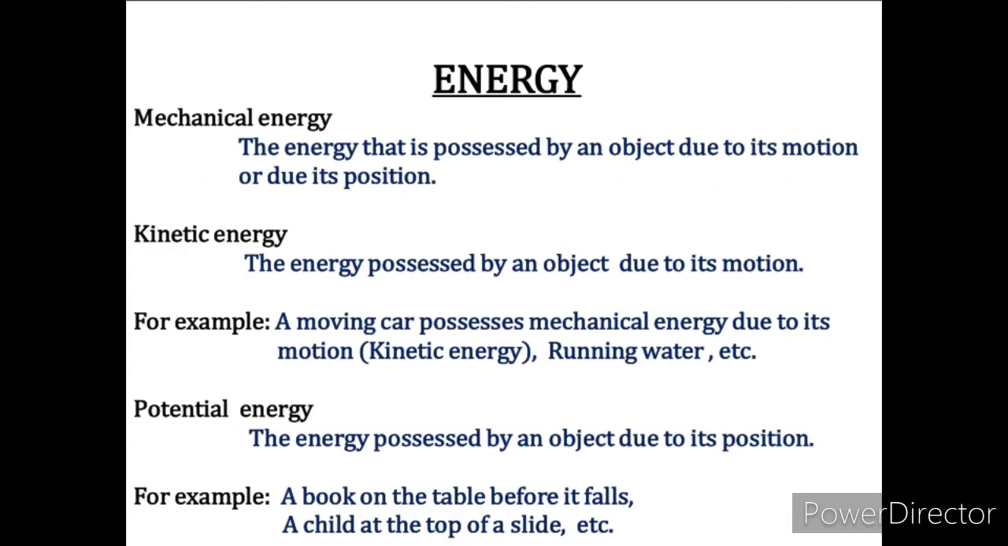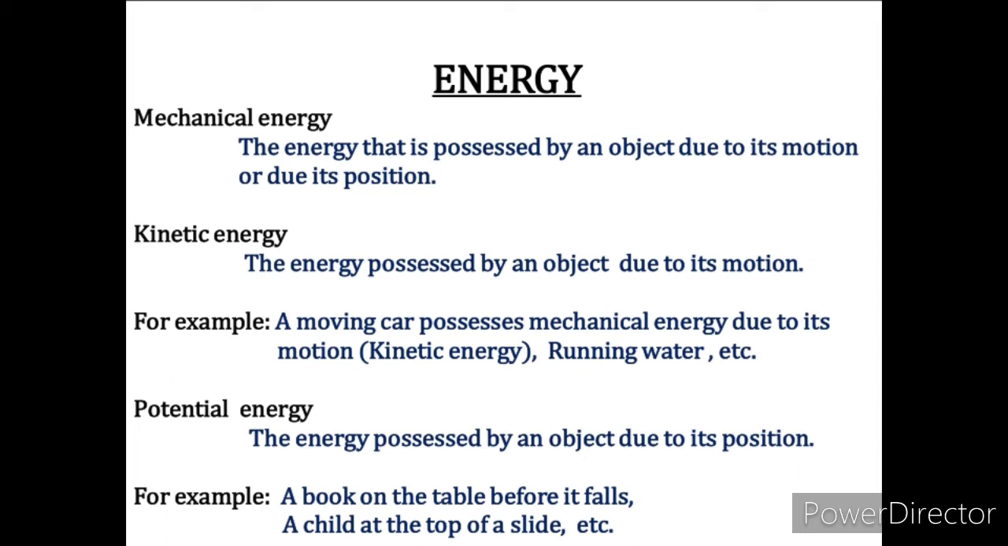Mechanical energy. All moving objects produce mechanical energy. So, it is the energy that is possessed by an object due to its motion or due to its position. Mechanical energy is of two types: kinetic energy and potential energy. First, kinetic energy. The energy possessed by a body by virtue of its motion. Example, a moving car possesses mechanical energy due to its motion, running water, etc.